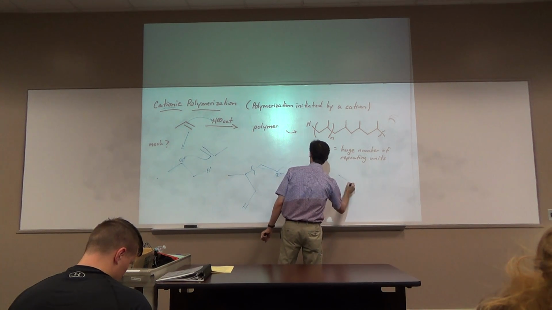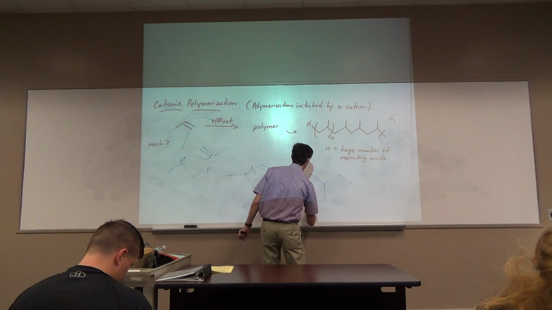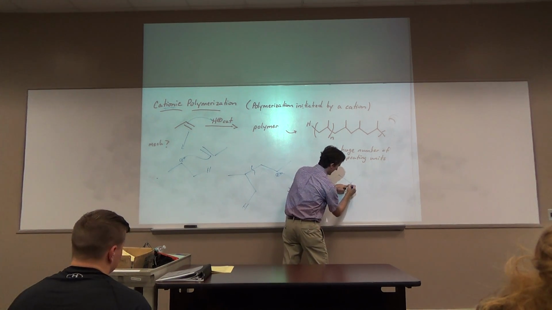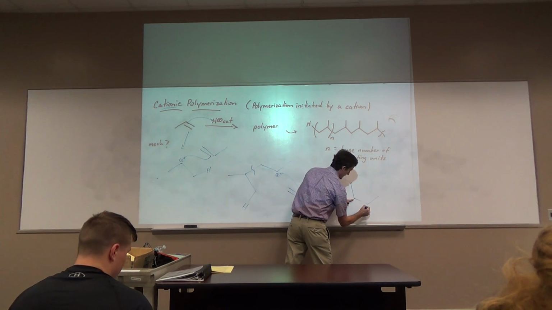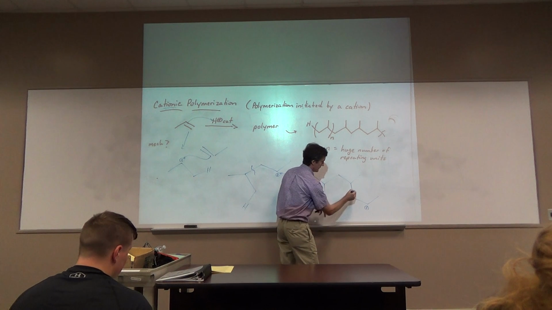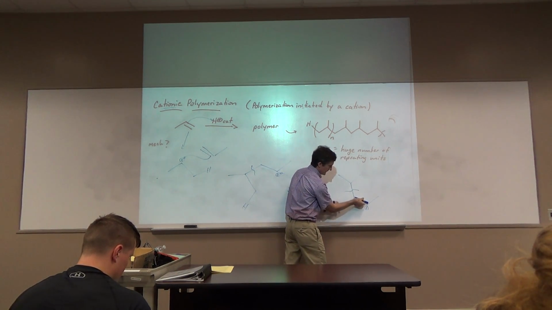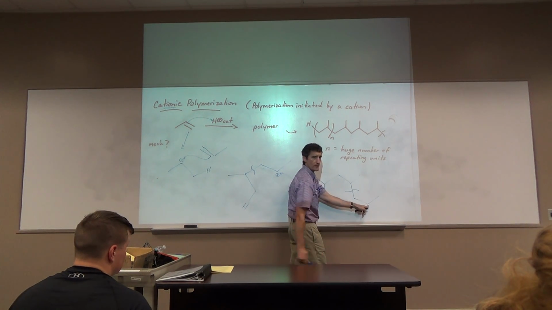I'm going to draw it a little straighter on the board now. There's what got attacked, so we made a bond to it. And the cation is here. We made that bond. There's your propene. The electrons broke away from the middle carbon when it made the bond, leaving the middle carbon positive.